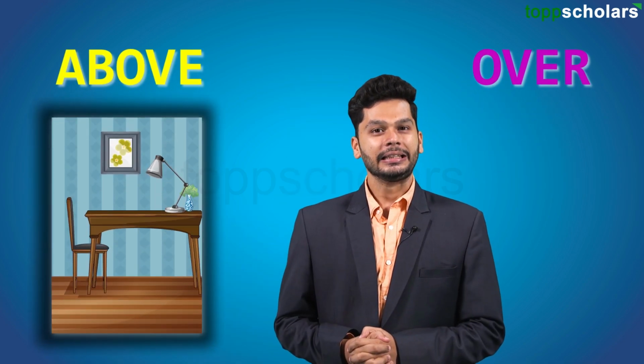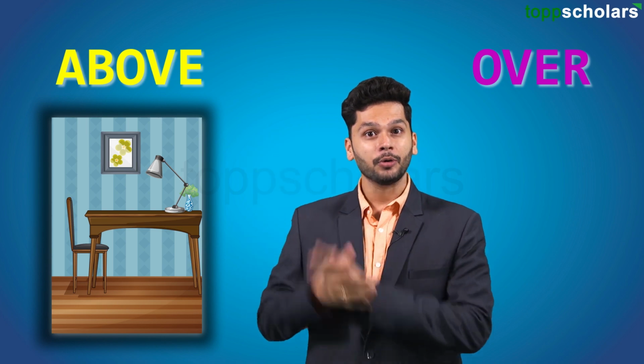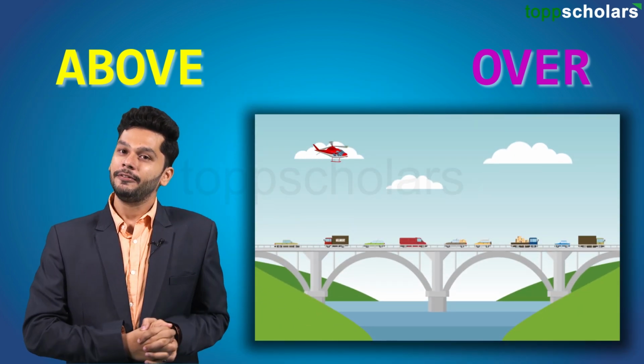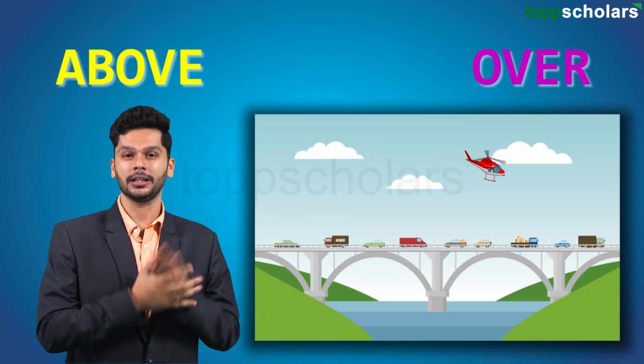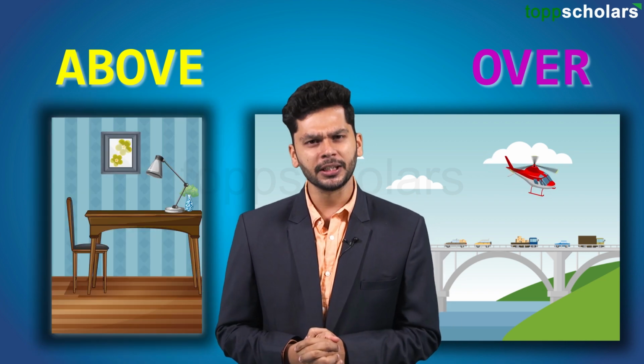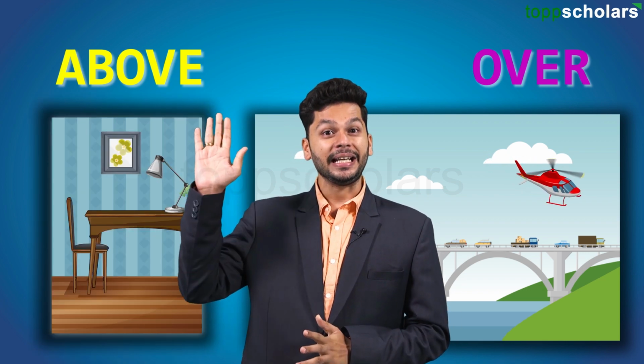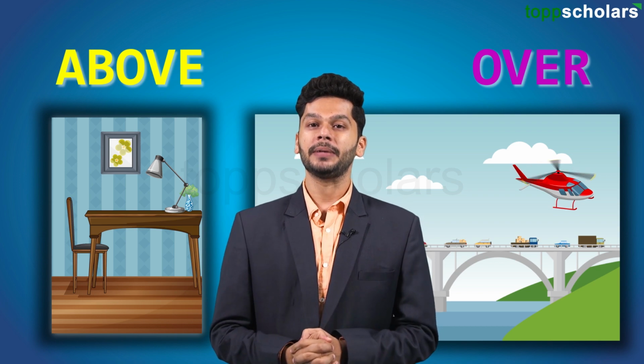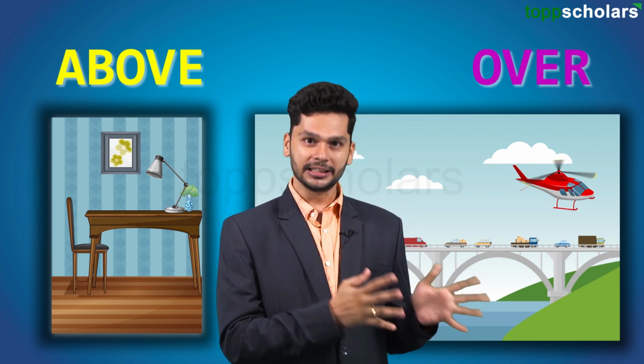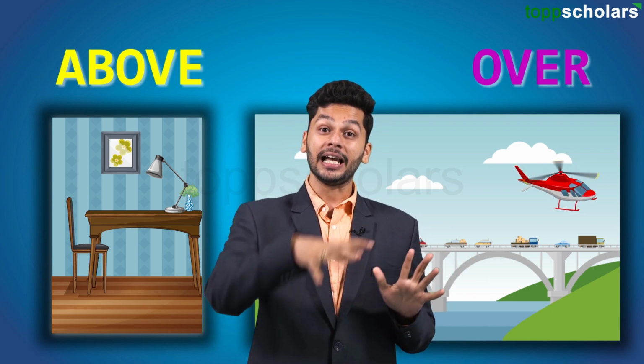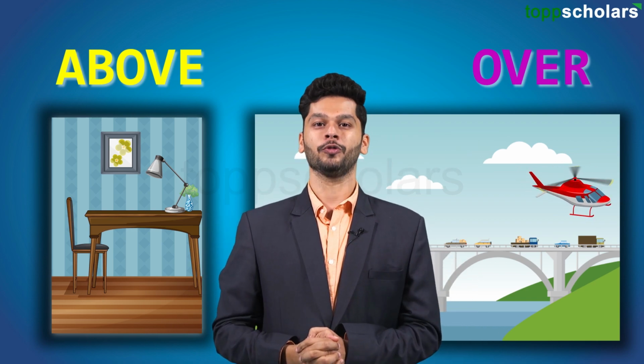Now let's look at the difference between above and over. Let's look here. We can say that the painting is above the table, and let's look here. We can say the helicopter is over the bridge. Now why above in this particular condition? Because the painting is stationary, we use the preposition above. And in this particular situation, because the helicopter is hovering over the bridge, we are using the preposition over.